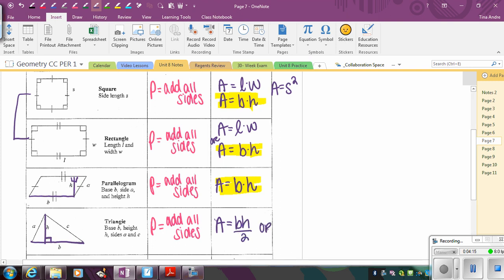Or some people like to say area equals 1/2 base times height. Again, these are both equivalent. So in the end, if you just remember that a triangle is half of a square, rectangle, or parallelogram, well, that's where the formula comes from.